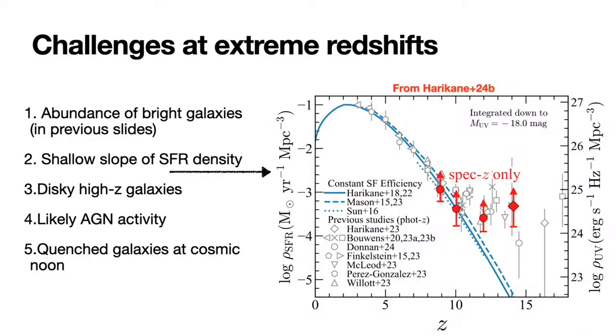And there is also the problem that it seems to be too much star formation at high redshift compared to what people can reproduce with analytic models and with simulations. In addition, there are these problems that we tend to observe disky galaxies, but we do observe disky galaxies at extremely high redshifts, redshift 5, 6. There are strong hints of strong AGN activity at these high redshifts, and even quenched galaxies around cosmic noon.